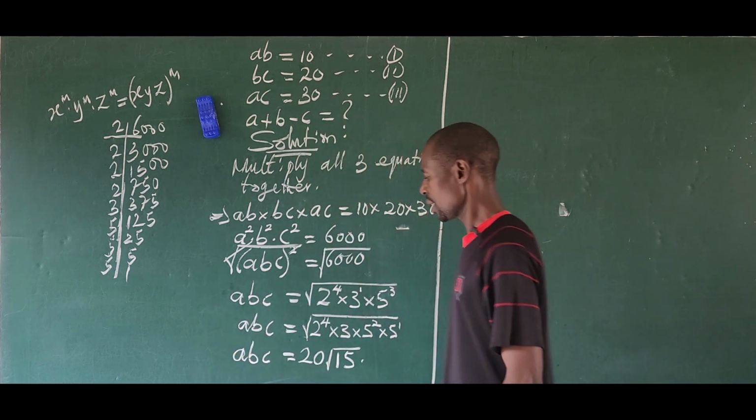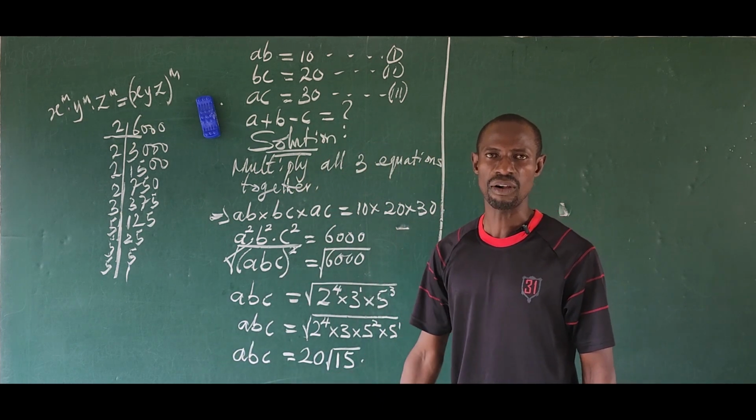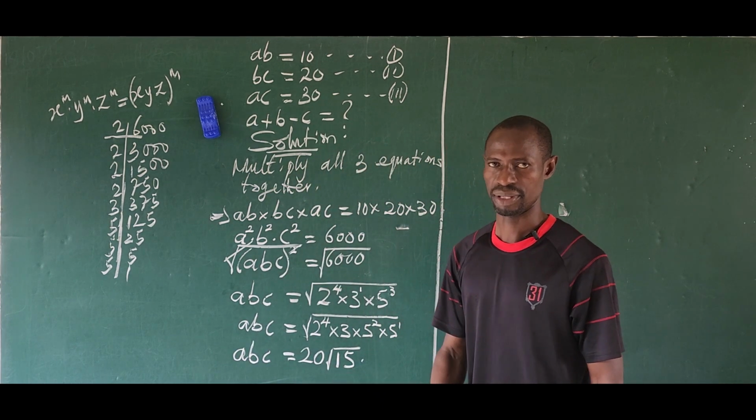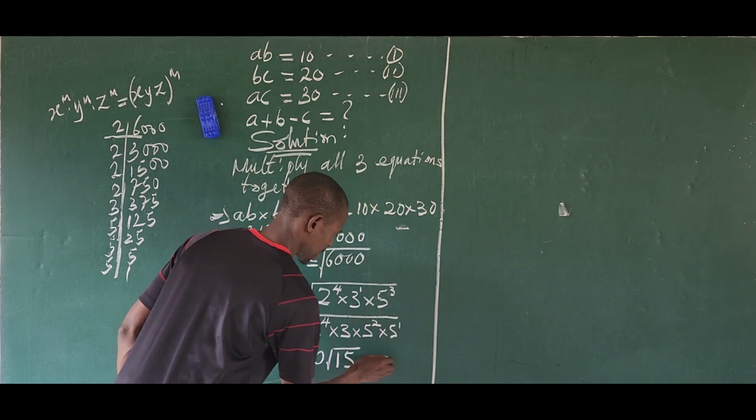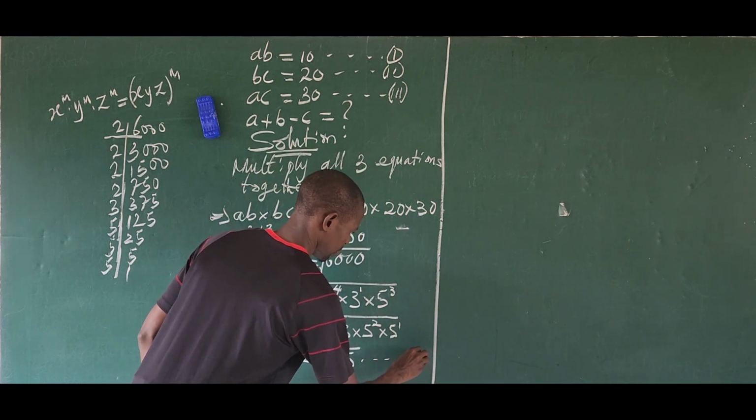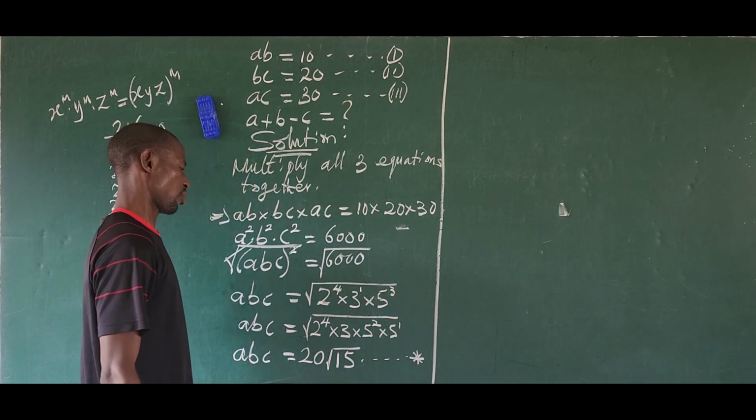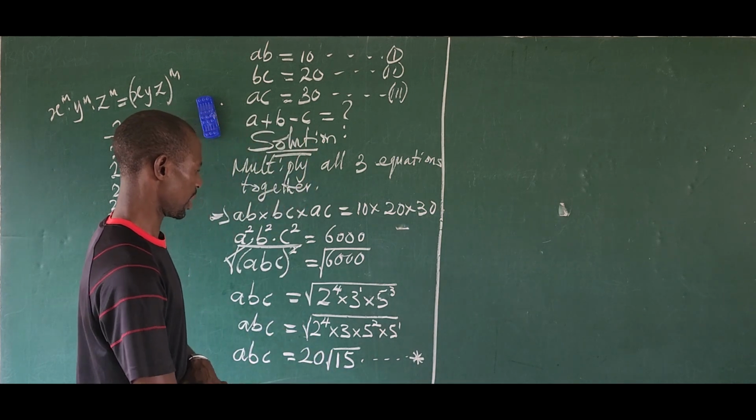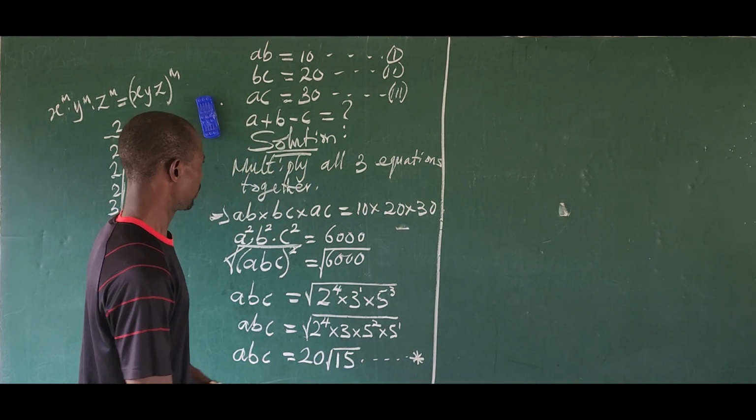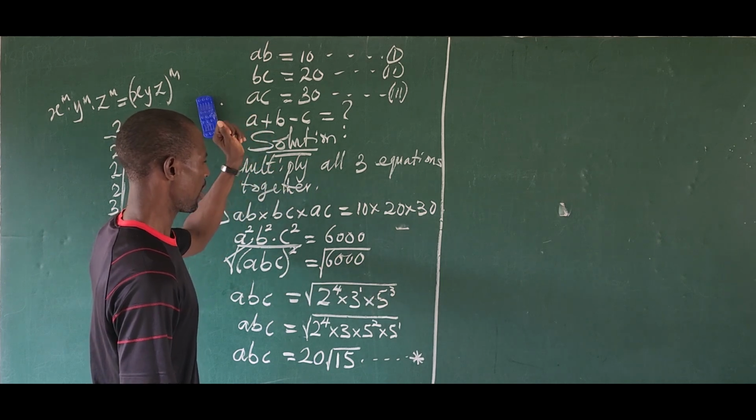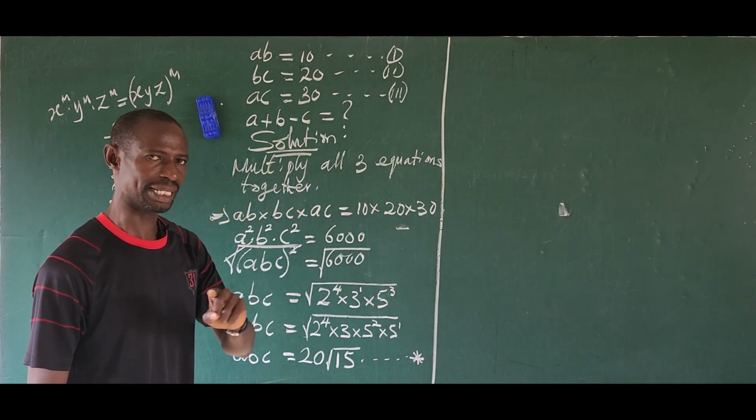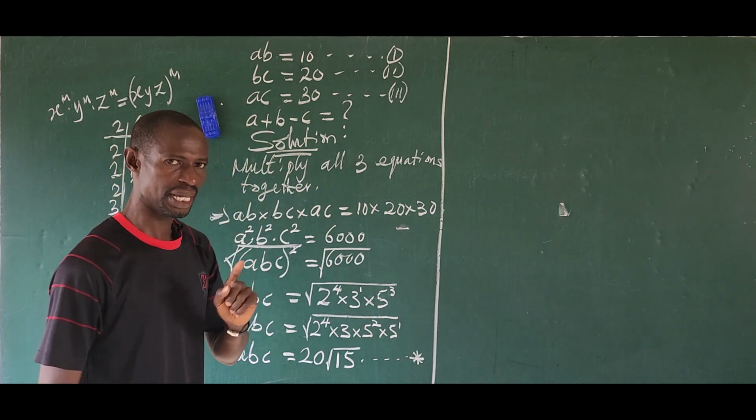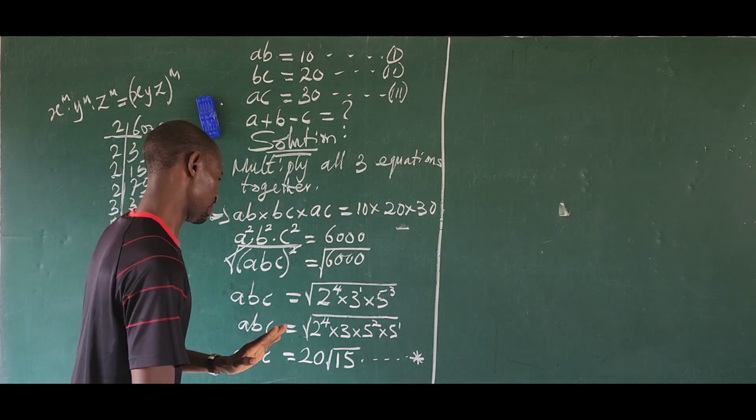Okay, this equation is what we call the solver equation. We cannot simplify this beyond this. So let's give this equation a star. Equation star. So now with our equation star, what we do here, we just have to solve for the values of a, b, and c. So how do we do that?